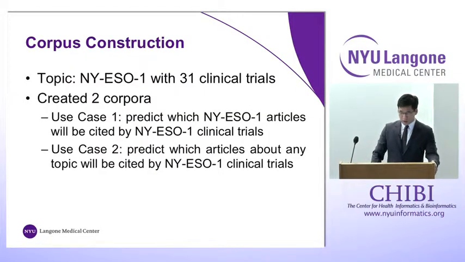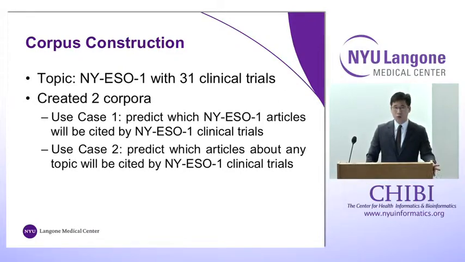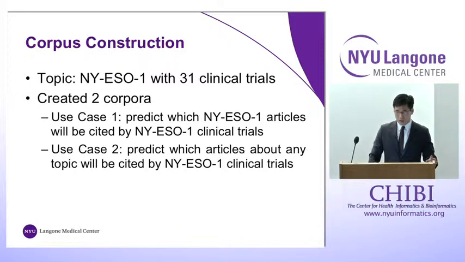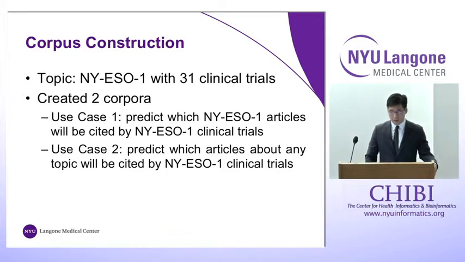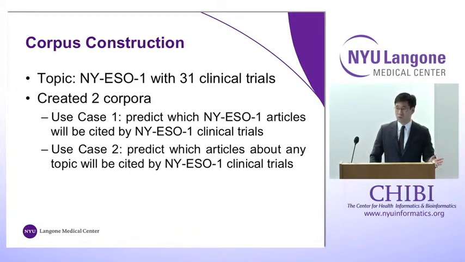So to summarize the corpora I created, there were two of them. I first started off with a seed set of clinical trials for NY-ESO-1. NY-ESO-1 is a cancer antigen. It's a recent advancement that has led to targeted molecular treatments for cancer. It's an ideal example of translational success, while also having the benefit of being a relatively small literature. So if I need to go back and manually review these articles, it's somewhat manageable. For that seed set of 31 clinical trials, I created two corpora, where the first one restricted the articles to that topic, and the second use case did not restrict the topic.